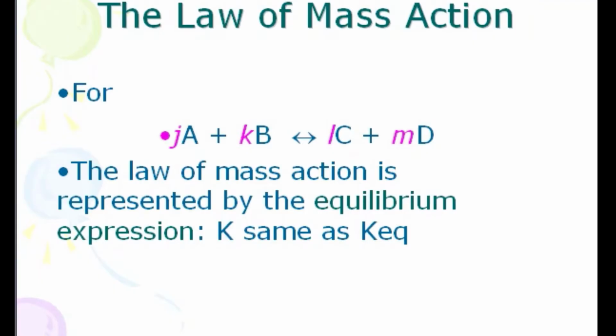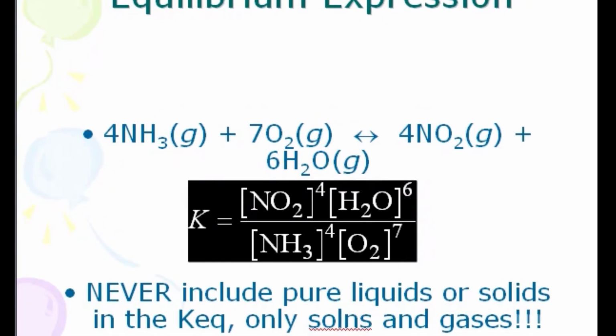If we have an equation, A plus B makes C and D, and notice that double arrow, the C and D can turn back into A and B, we can write an equilibrium expression where K is the equilibrium state. Sometimes you write it as K, sometimes you write it as KEQ. I've even seen it written KC, but they all mean the same thing. How do we write that equilibrium expression? It is so simple. To write equilibrium, it's always the concentration of the products over the concentration of the reactants.